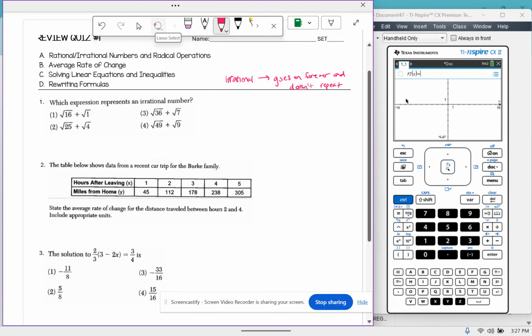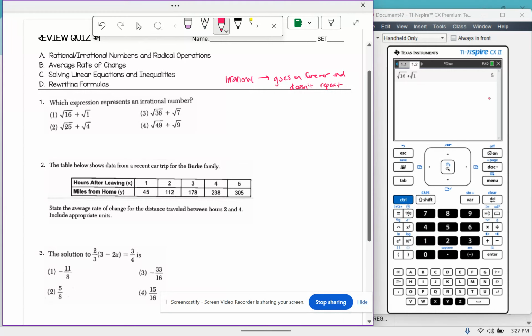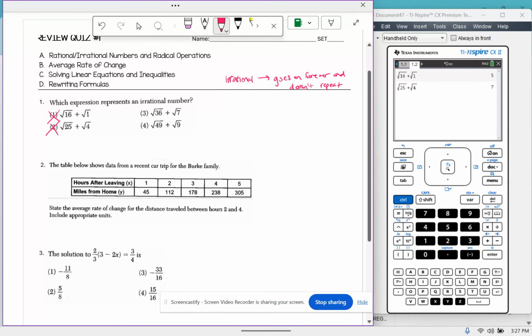So the square root of 16 plus the square root of 1. Well, I know that those are both perfect squares, so if I type those in my calculator, I'm going to get a nice whole number. That's a rational number because it is a number that can be written as the ratio of two integers. It is a whole number. Same thing with 2. That's another perfect square. So I'm starting to see a pattern here where these are going to end up being rational numbers, right? I could write 5 over 1. I could write 7 over 1.